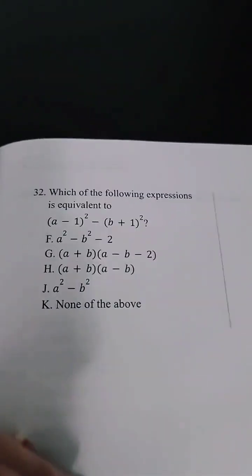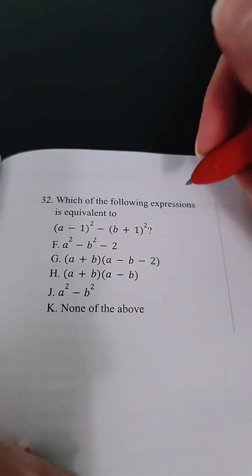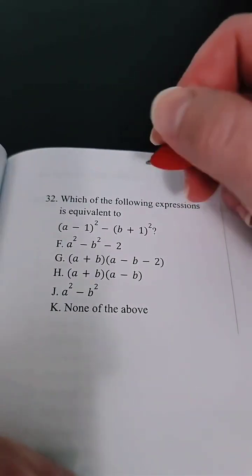So then let's go to number 32. It says, which of the following expressions is equivalent to, sorry, I'm going to answer a question really quick.